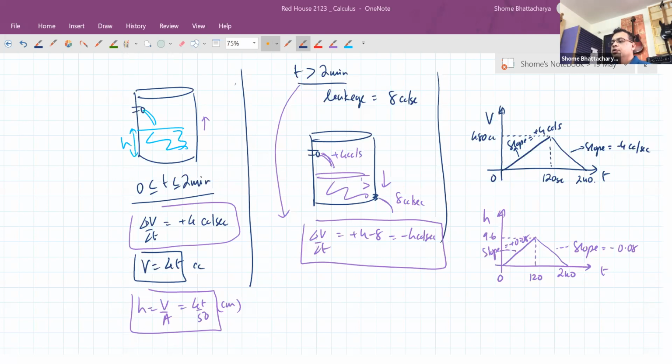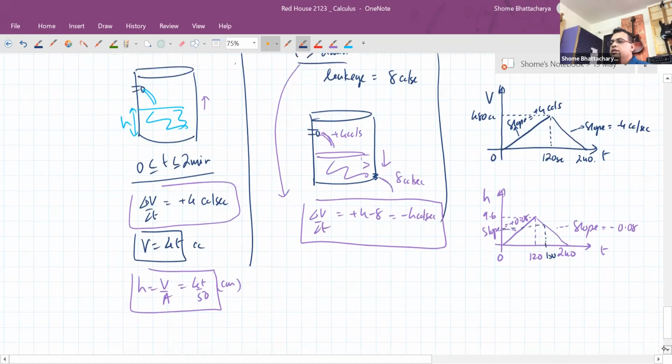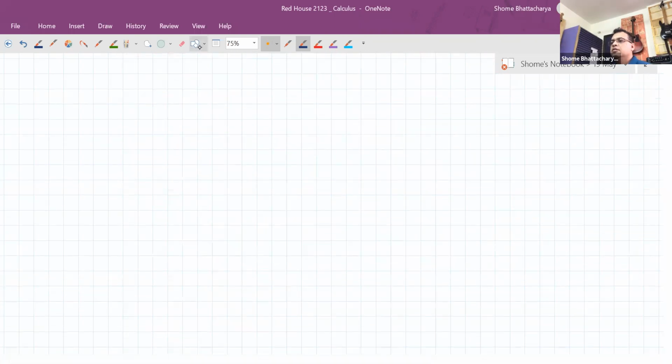Okay. So now going back to the question, the next thing that we've asked, the B part, calculate the level at 150 seconds and the rate at which the level is changing at this instant. So we have to calculate. Now 150 seconds is somewhere over here. So at 150 seconds, we have to calculate how much the height is. So let's look at that graph in more detail.